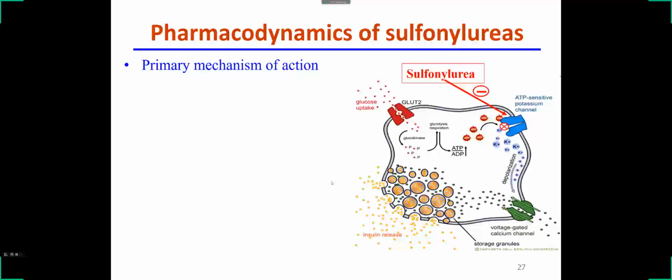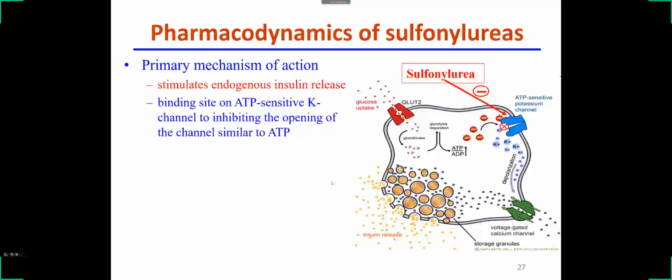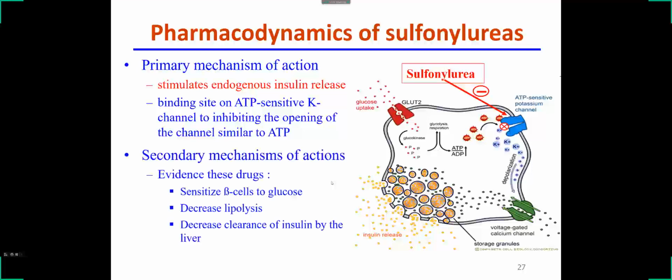So the primary mechanism of action is to stimulate endogenous insulin release. It binds the ATP-sensitive potassium channel to inhibit the opening of the channel, similar to ATP. Okay. So the secondary mechanisms of action of these drugs is they sensitize beta cells to glucose, apologies, and they decrease lipolysis and decrease clearance of insulin by the liver.